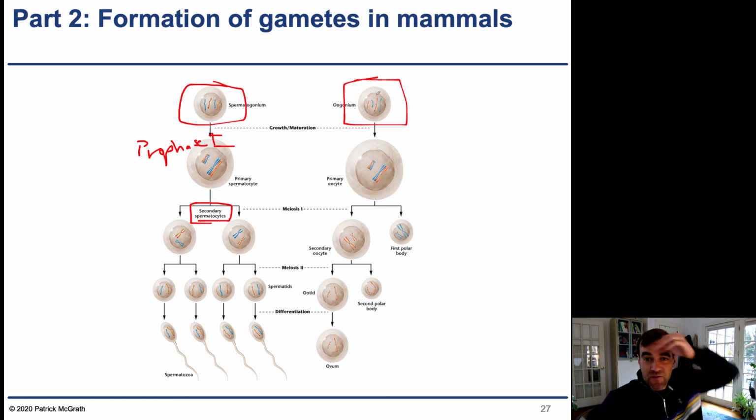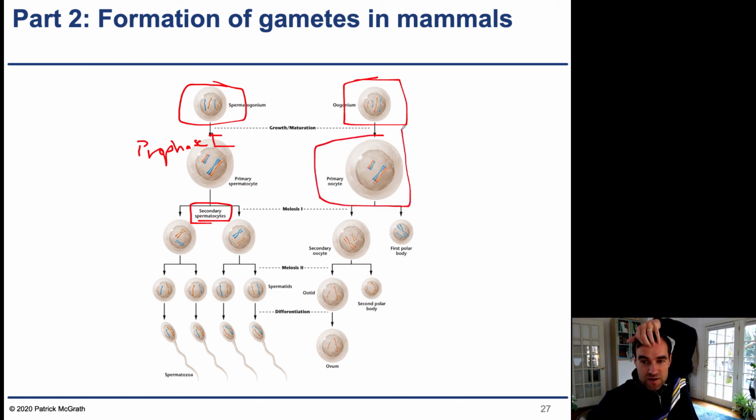It's a little bit different in females. So there's the primary oocyte. The primary oocyte is an important term to know for developmental purposes. It is in prophase I, so the tetrad has formed. Then meiosis I occurs, where you split the homologous chromosomes, and a secondary oocyte is formed and a polar body is formed.